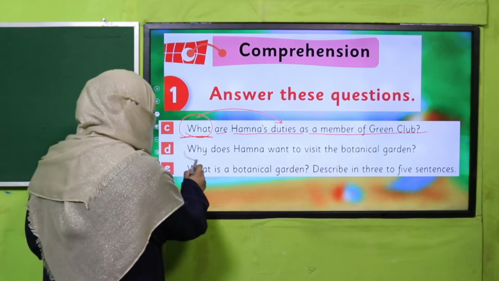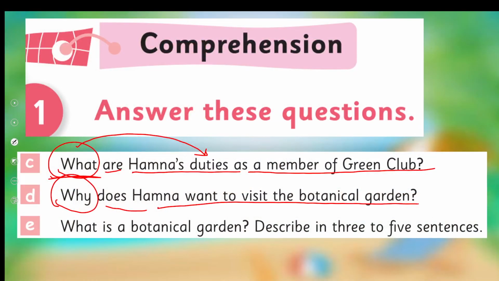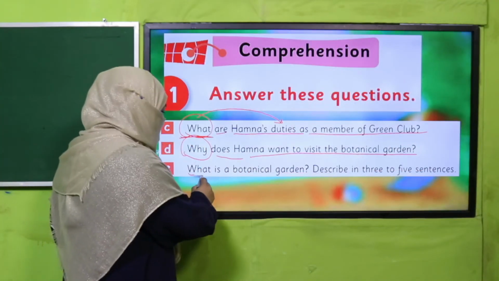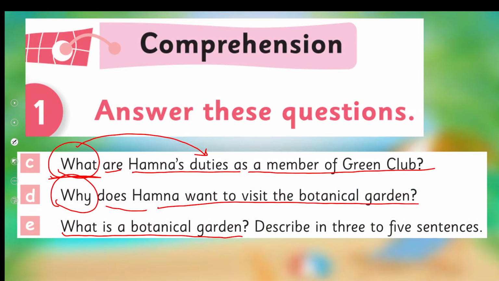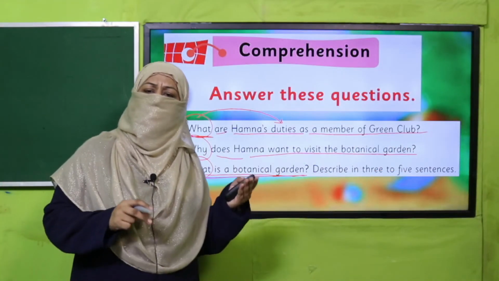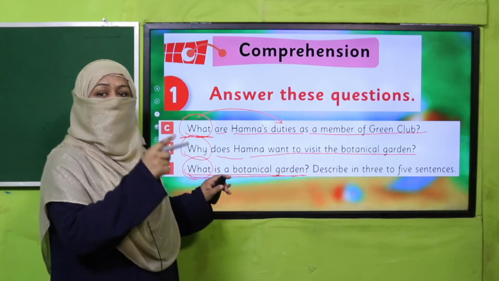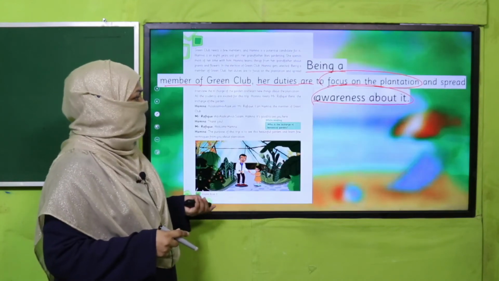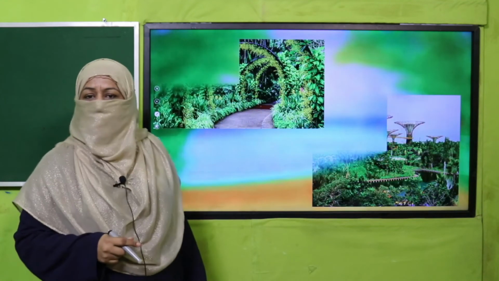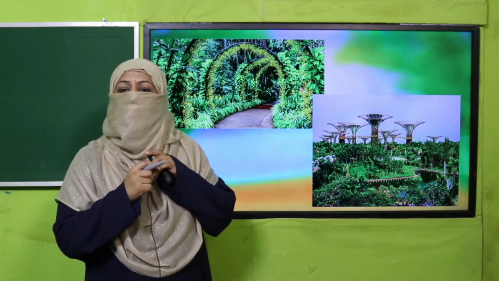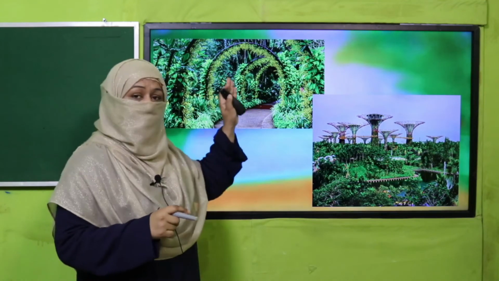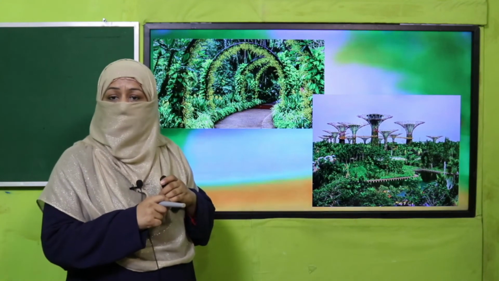The next question is, why does Hamna want to visit the botanical garden? Now you have to tell the reason. Why is demanding a reason. And what is a botanical garden? It is a fact. You cannot make your own assumption, maybe a botanical garden is this or that, because botanical gardens do exist. So you have to tell what a botanical garden is. As I told you, even if you have not visited, you can think what a botanical garden is, how it looks like, why we make botanical gardens.